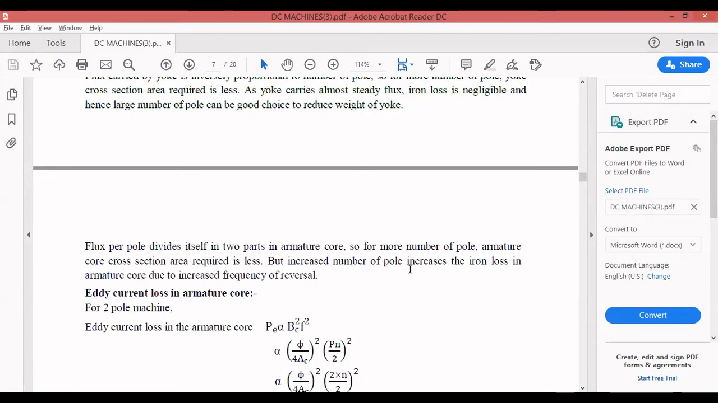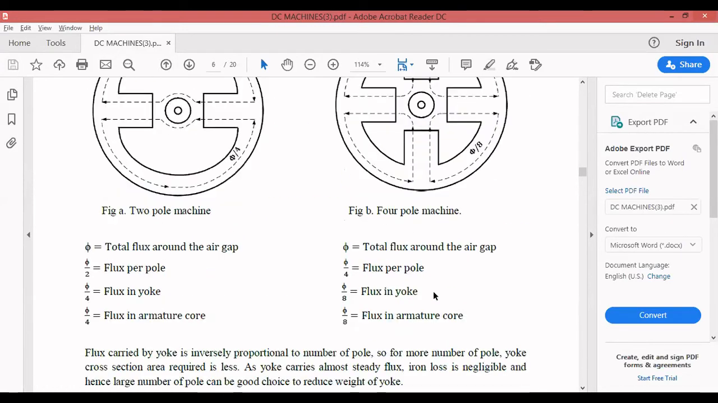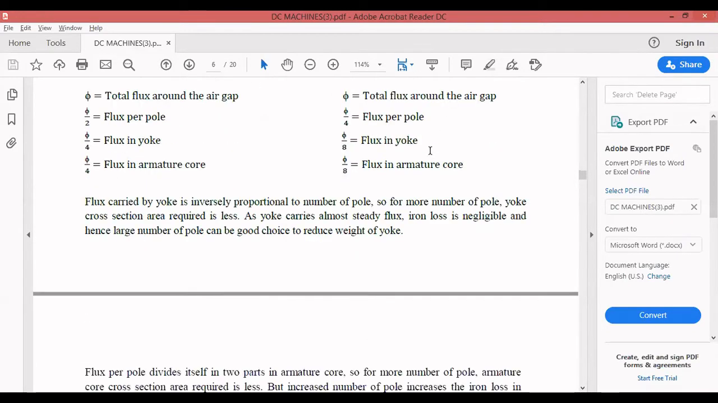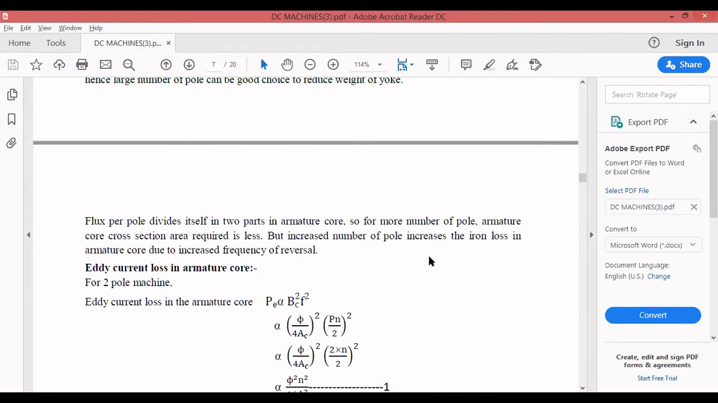But an increased number of poles increases the iron loss in the armature core due to the increase of frequency of reversal. So if you go for more number of poles, the frequency of reversal in the armature increases. If the frequency in the armature increases, definitely, once again, losses take place. What are the losses that take place in the armature? Because these armatures are made up of laminations of a ferromagnetic material, there will be eddy current loss and there will be hysteresis loss. If you go for more number of poles, then the iron loss in the armature core will increase due to the increase in the frequency.